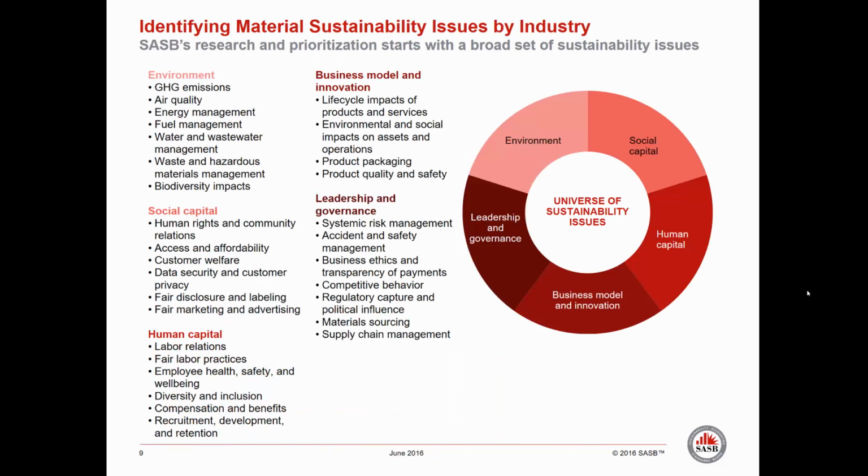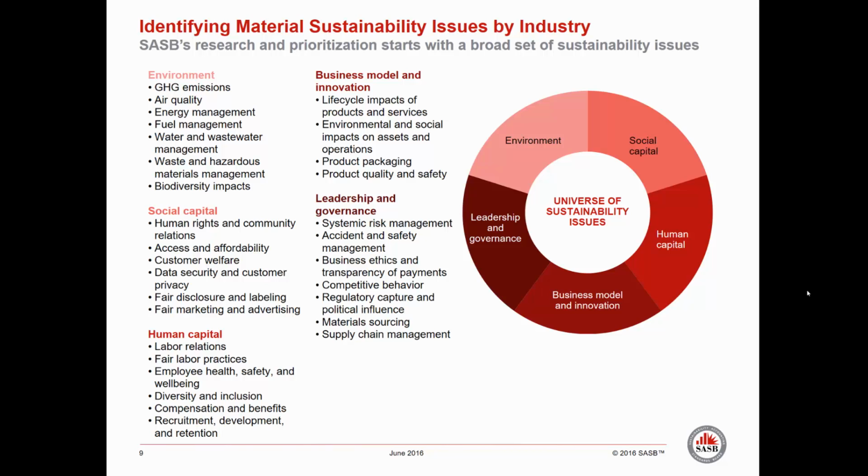SASB's industry-based standards development process starts with a broad set of sustainability issues that are grouped into 5 major themes: environment, social capital, human capital, business model and innovation, and leadership and governance. Our standards development process begins with this large set of issues, approximately 30 issues, and then identifies the issues that are most likely to be material in each of 79 industries.